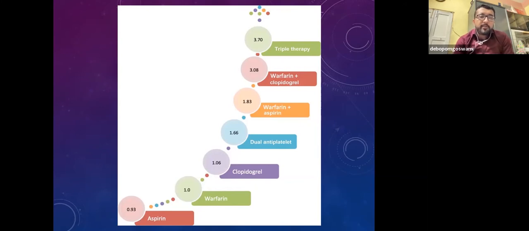So almost 4 times the risk of placing a dual antiplatelet with an oral anticoagulation in comparison to an oral anticoagulation alone. So that is why we need to balance between the bleeding and the ischemic risk. Next slide.